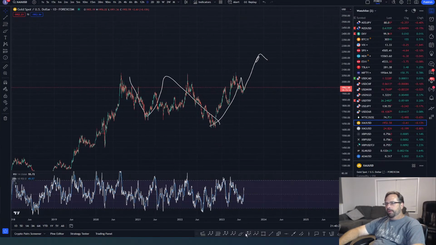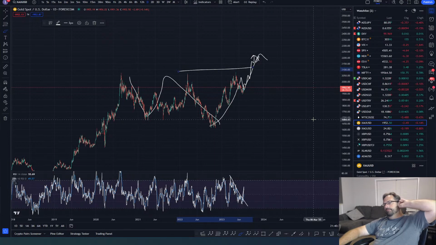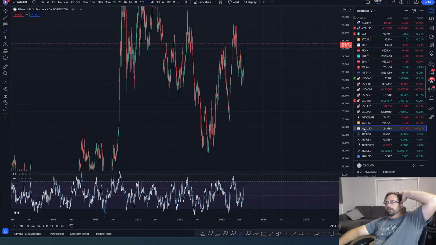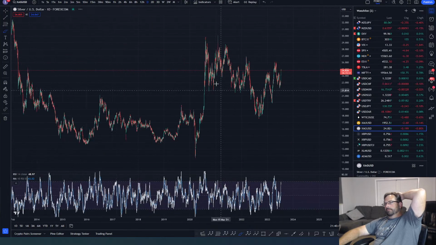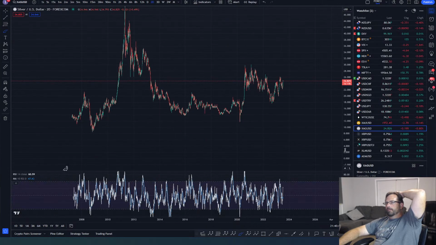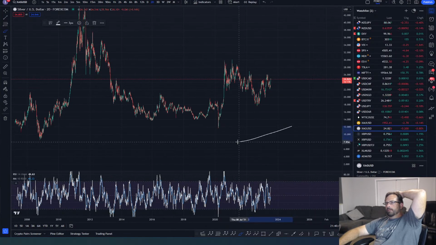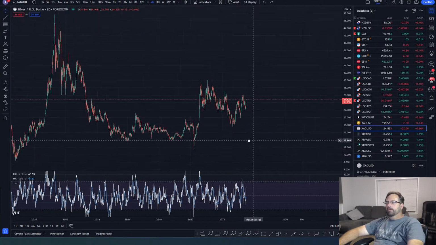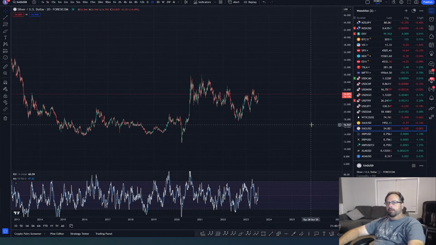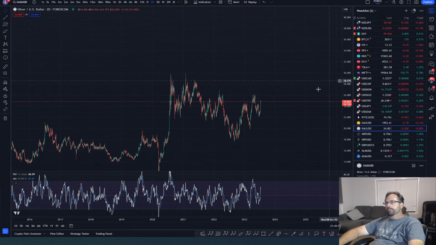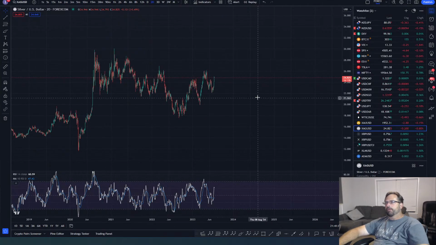We got a break here already. Boom. Looking for gold maybe to make another high to take out the highs here. Gold looks decent. Let's look at silver. You got a nice 3-wave move here. Silver's looking like it's ready to rock.